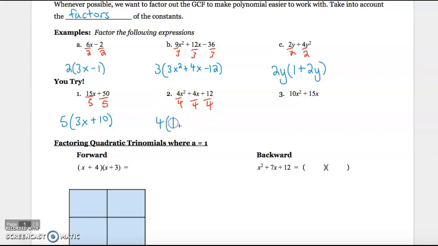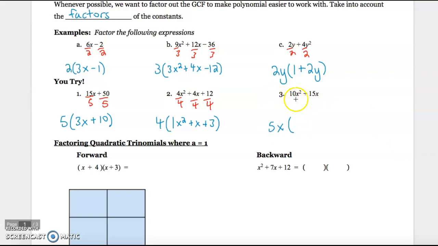Nice. Okay, in this one, everything's divisible by 4, so I'm going to go ahead and pull out that 4. 4 divided by 4 is 1. Those x squareds are still in there. 4x divided by 4 is just x. 12 divided by 4 is 3. Okay, cool. And in this last one, I get 10x squared plus 15x. So they're both divisible by 5, and they both have at least one x in them. So I'm going to pull out a 5x.